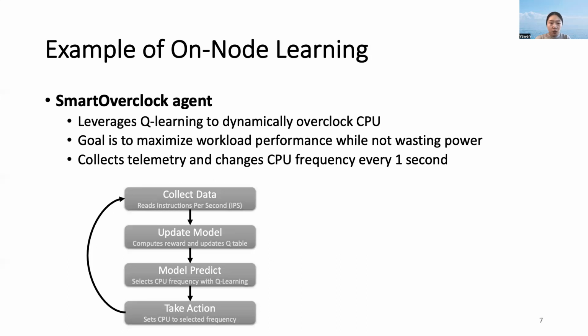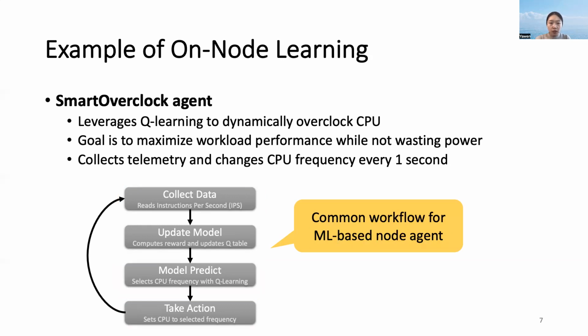This diagram shows the general workflow of the SmartOverclock agent. It starts by collecting data about instructions executed per second. It then updates the model by computing a reward and updating the Q table. Its model learns to overclock if overclocking leads to consistently higher IPS for the workload. After the model is updated, the agent selects the optimal CPU frequency using the Q-learning policy. Then it sets the CPU to the selected frequency. And finally, it loops back to collect new data again. We observed that this workflow is common across different learning-based on-node agents.